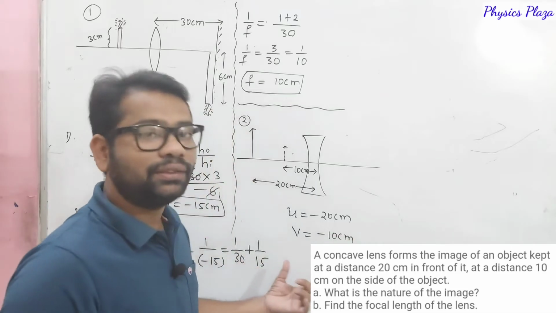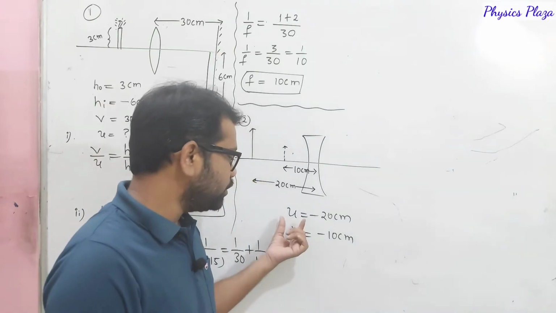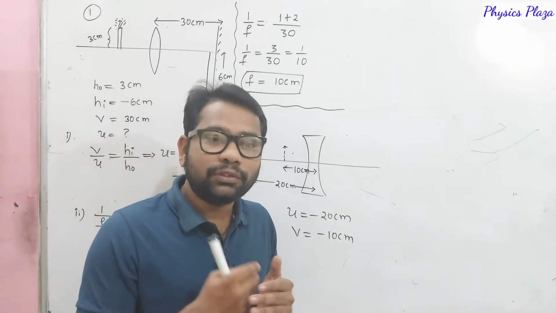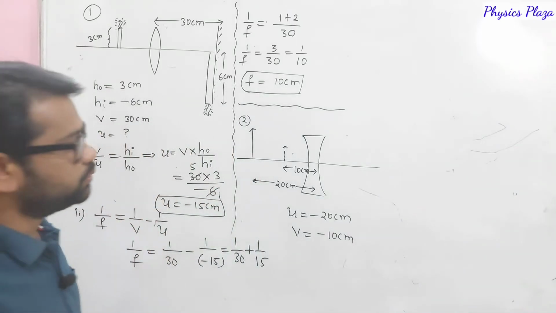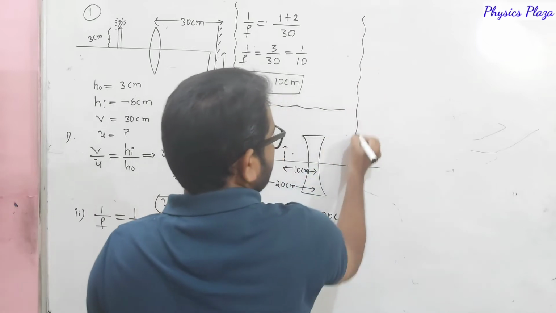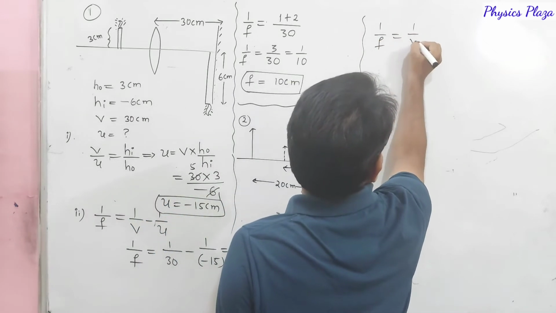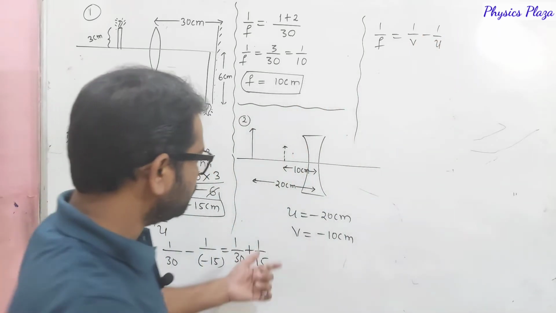Children, in the case of a virtual image, obviously we get u negative and v also negative. Now how to calculate the focal length? Same formula, 1 by f is equal to 1 by v minus 1 by u. So let us apply this here. It is the same lens formula which we are applying.